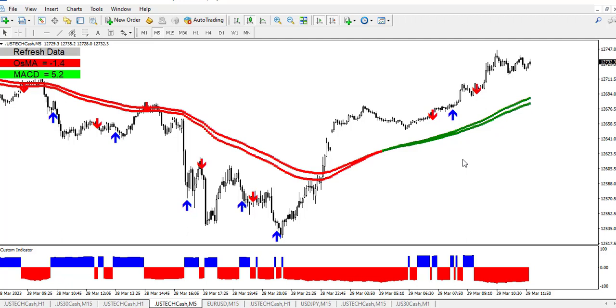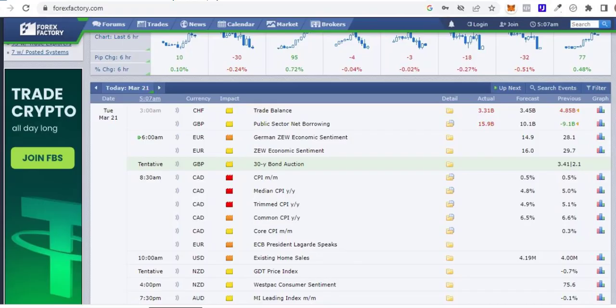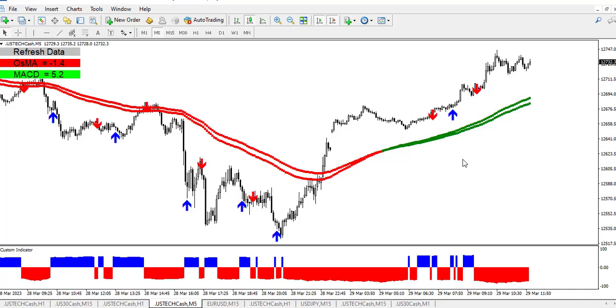Before you place any trade, always check Forex Factory. If there's news for any particular pair you want to trade, make sure you stay away from that particular pair 30 minutes before and 30 minutes after the news.